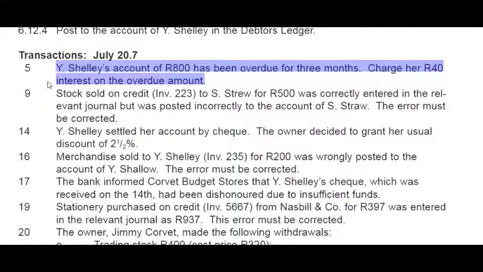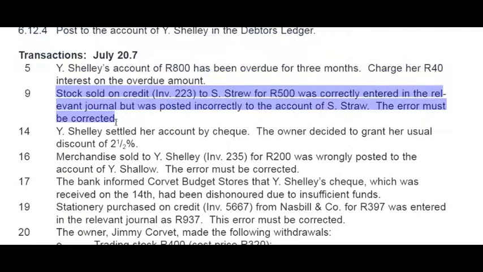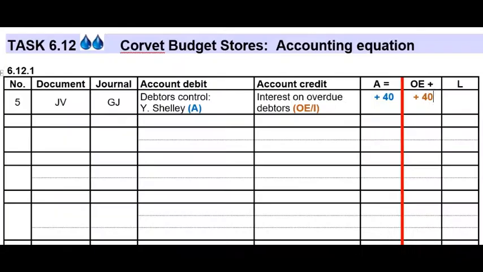Then the next transaction, it says on the 9th, stock sold on credit to S. Strew for 500 Rand was correctly entered in the relevant journal. In other words, the debtor's journal is perfect, but was posted incorrectly to the account of S. Straw. So our accountant made an error. Our accountant debited S. Straw instead of debiting S. Strew. To fix this, we will go to the general journal.